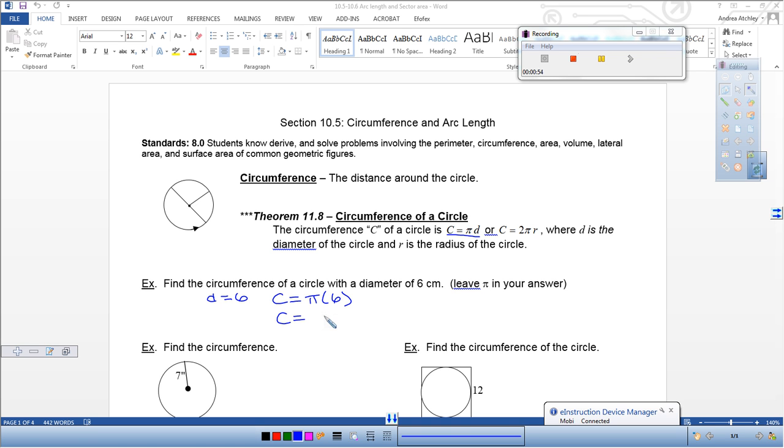Okay, and the circumference is going to equal 6 and about 3 and 1/7 of 6. So it'd be 18.85, and it would be centimeters. Any questions over that? That's it.